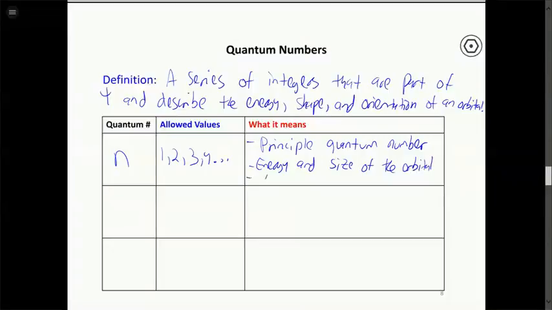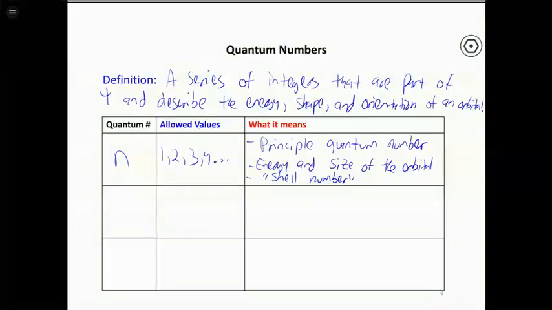Another synonym for this is what's called the shell number. So we're talking about, in an atom, the first shell is where n equals 1, the second shell is n equals 2, and so on. This first quantum number, just like in the Bohr model, tells us the size of the orbital. Remember, in the Bohr model, the quantum number n tells you how far away from the nucleus you were. And just like in the Bohr model, it's related to the energy of that orbital as well, the energy of the electron that would be in that orbital.